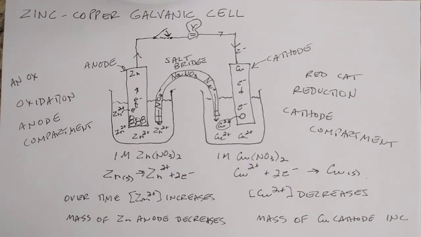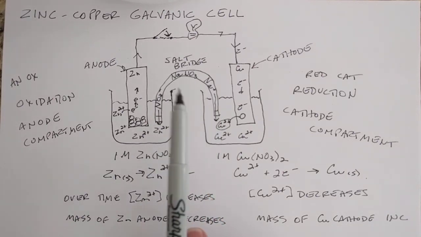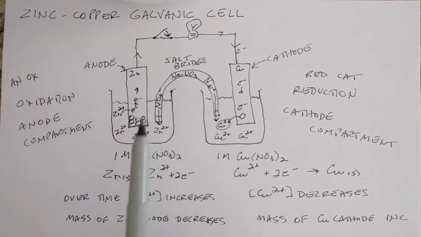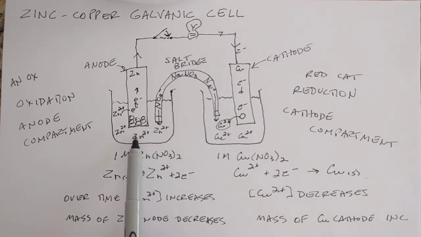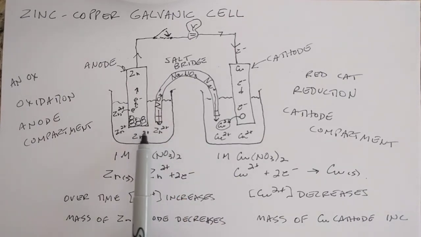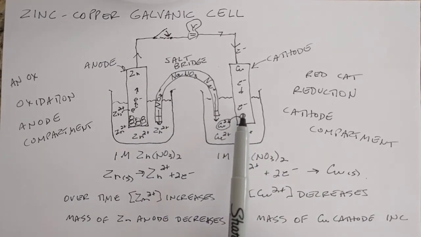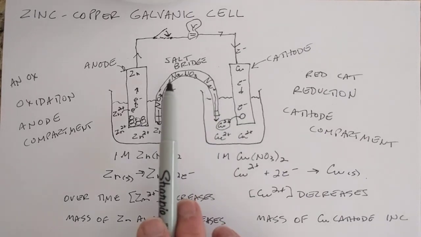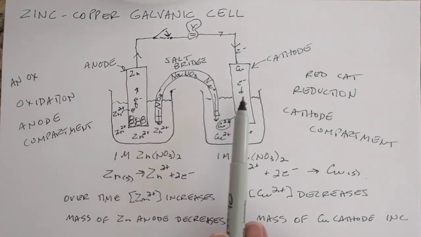All right, now I just want to go into a little bit more detail. Oh, and don't forget the salt bridge to maintain electrical neutrality. When our zinc puts more ions into the solution, when we put more positive charge in, we have to have our nitrate anions come in to neutralize it, so we have net neutrality in our compartment. And here we are losing positive copper ions as they become copper solid, so we need sodium ions to replace the positive charge there.